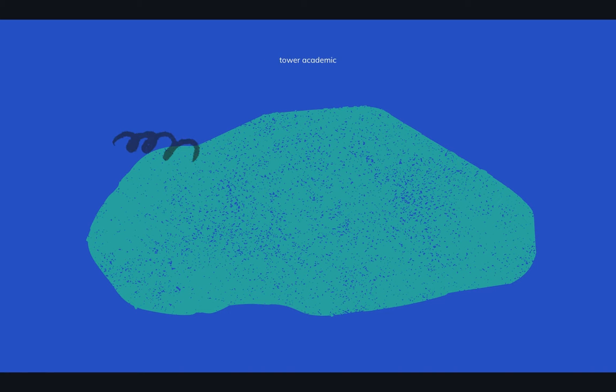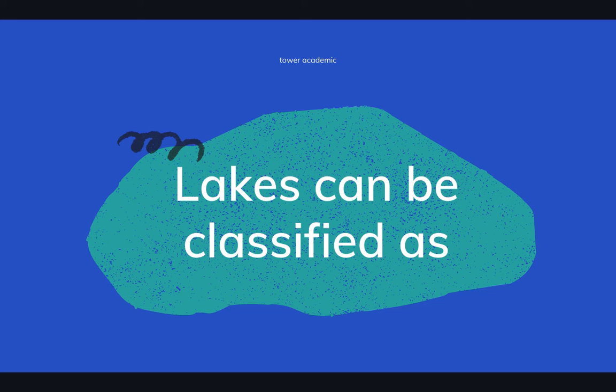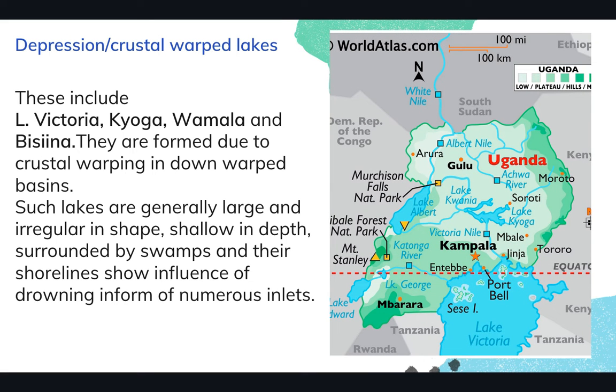Quite a number. So lakes can be classified as follows. Under classification, we want to look at the types of lakes and their formations. Number one, Kyoga, Wamala and Bisina are formed due to crustal warping in downwarped basins. Such lakes are generally large and irregular in shape, shallow in depth, surrounded by swamps, and their shorelines show influence of drowning in form of numerous inlets. So they have inlets quite a lot, and outlets.